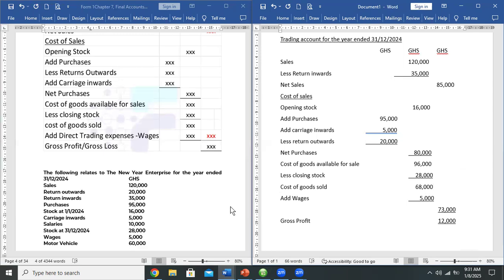Having said that, there were some of the items we didn't use, something like salaries, because it is not part of your trading account. So if an item is not part of the format, please don't fix it anyway. Don't try to be a magician by fixing items that are not part of the format. So motor vehicles, you are not supposed to add it in preparing your trading account. Know the items you need to prepare your trading account and use them only. Don't add any foreign material.